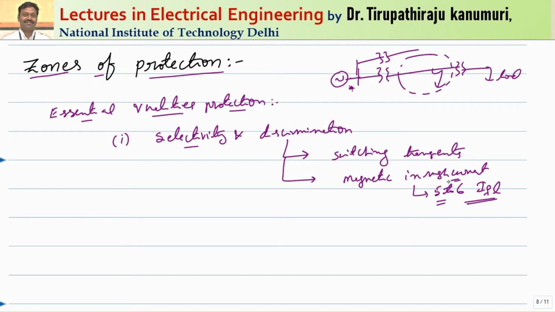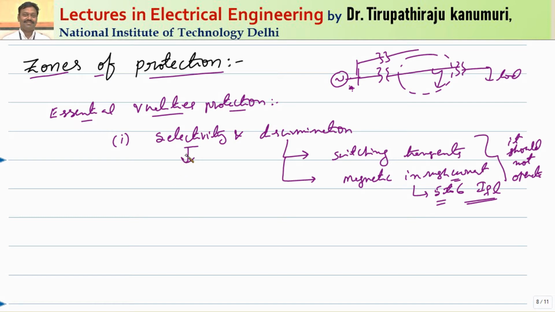If you already have an idea about this, it is fine. Otherwise you can refer to my transformer lectures, where I have discussed the magnetic inrush currents, or the charging of the transformer, in detail. So the protection should not operate under these conditions. This is called discrimination.